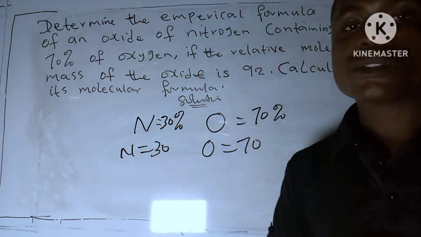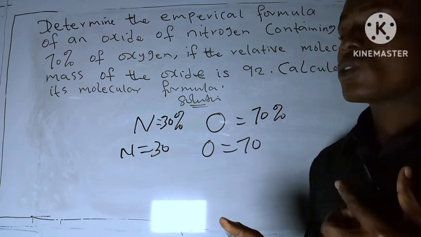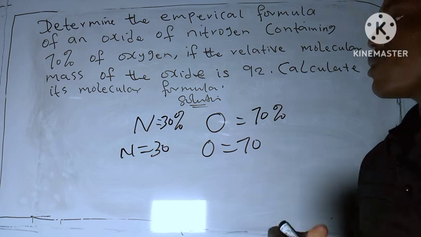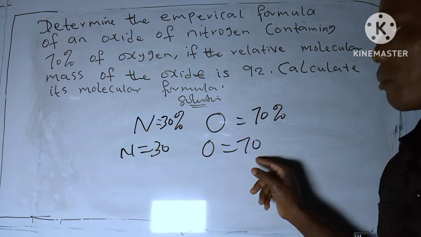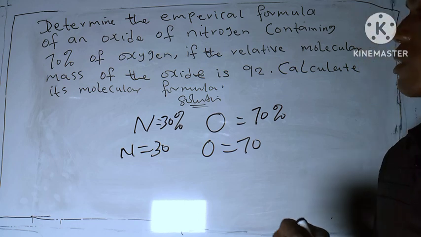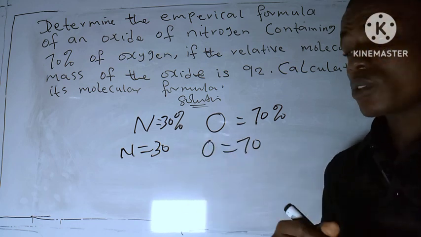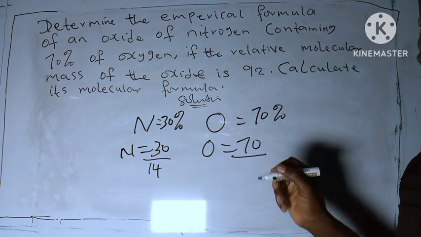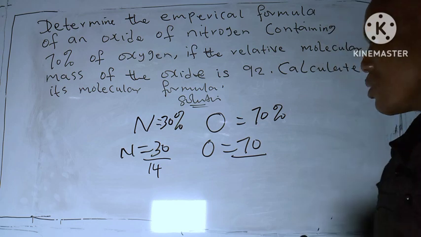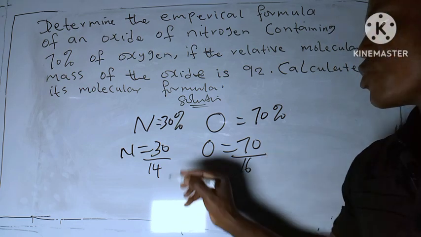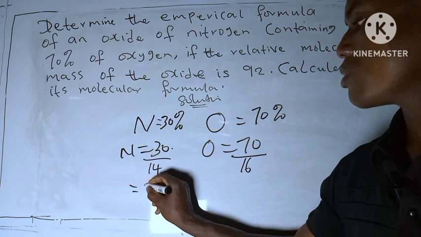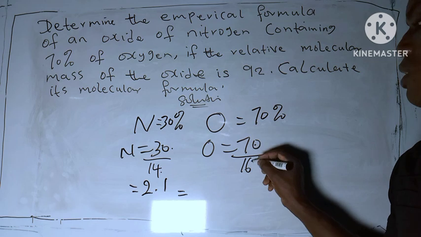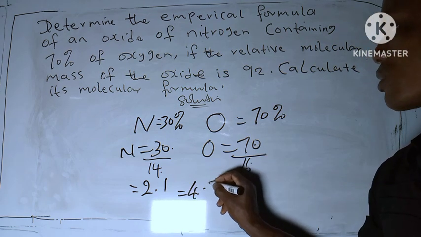So let's continue. Any calculation under empirical formula, after they are given percentage, what you need to do is to divide them by their atomic masses. So you know the atomic mass of nitrogen is 14. So divide by 14, while the atomic mass of oxygen is 16. So 30 divided by 14 gives you 2.1, and 70 divided by 16 gives you 4.3.